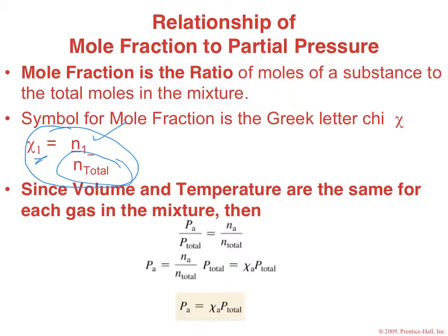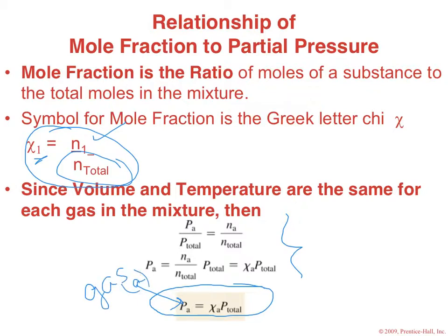And since the volume and temperatures I just went over in the last slide are the same for each gas in the same mixture, you don't have to be able to do this derivation, but if you want to see where this equation comes from. The bottom line, what I want you to know, is that the partial pressure of any gas, we'll just call it gas A, equals the mole fraction of that gas, gas A, times the total pressure for the mixture.